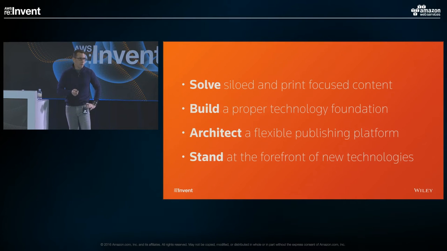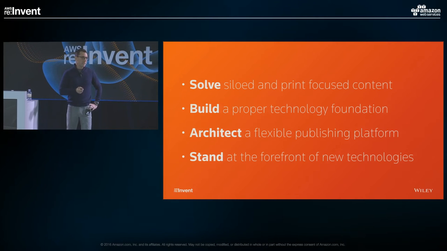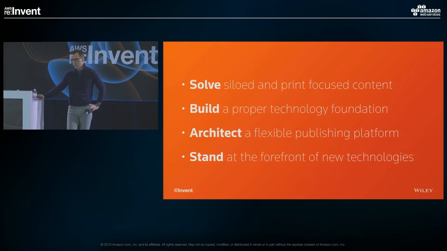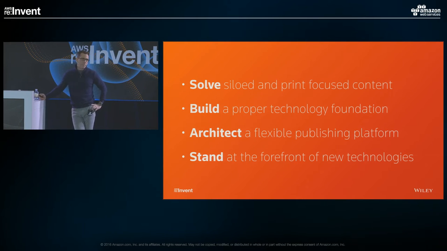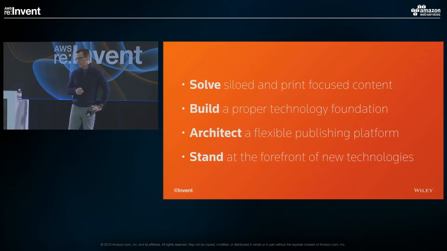Given our long history in publishing, our workflows and applications were very siloed and print-focused. Before we could have a digital-first publishing strategy, we needed to establish a technology foundation. We needed to move away from monolithic, purpose-built, rigid systems and instead architect a coherent platform that would not only catch us up technologically, but allow us to stay at the forefront of new and emerging technologies. We needed a platform that would iterate and grow with a rapidly evolving publishing landscape.